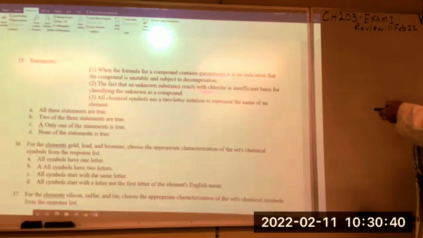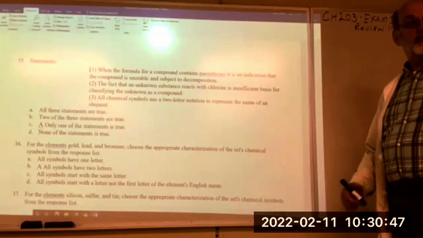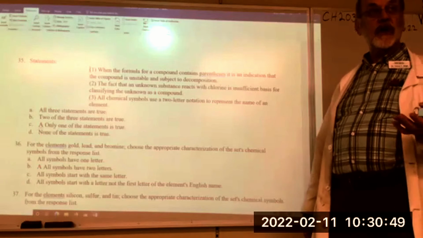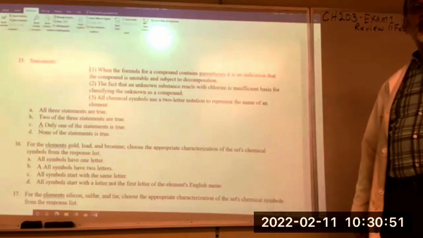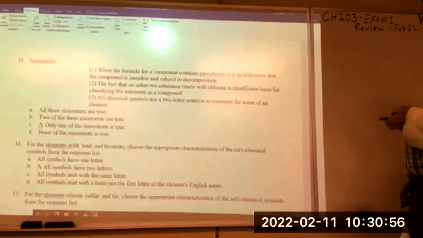The unknown substance reacts with chlorine. Yeah, you can have elements reacting with chlorine, like pure sodium and pure chlorine react together to make table salt. It's a pretty violent reaction too. Right, so 2 is false.